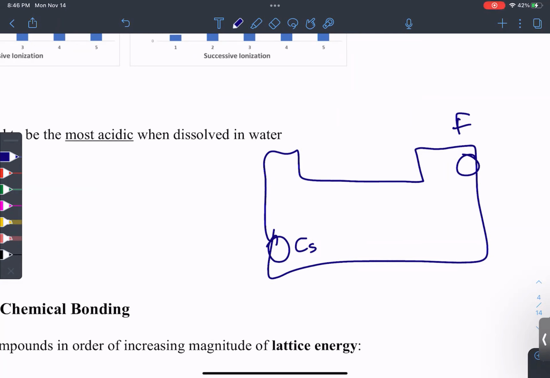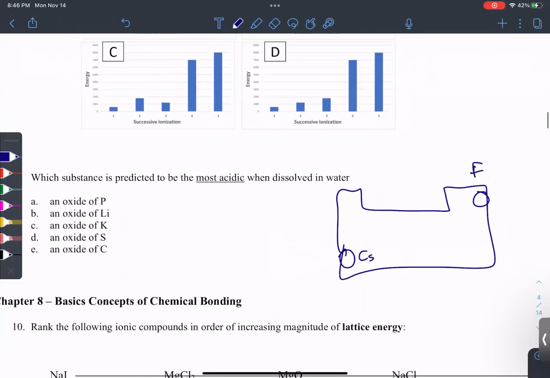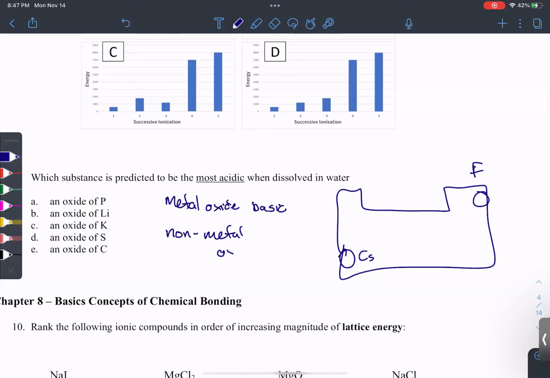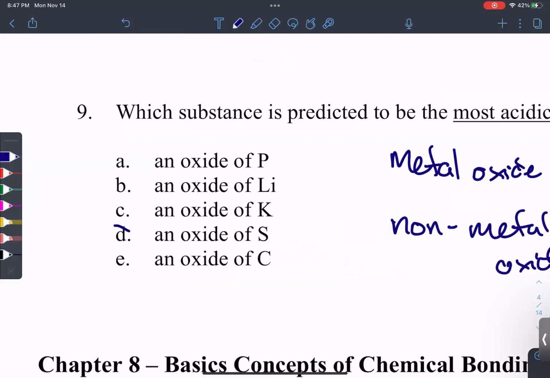And that will get you far in life, because when we think about oxides, metal oxides are basic and non-metal oxides are acidic, where the more metallic the metal, the more basic, and the more non-metallic the non-metal, the more acidic. So if this question is asking what substance is the most acidic, what is it actually asking? Which element is the most non-metallic? That's what this question is asking. So you're going to look for the element that is closest to fluorine, which is which one? Sulfur, yes.